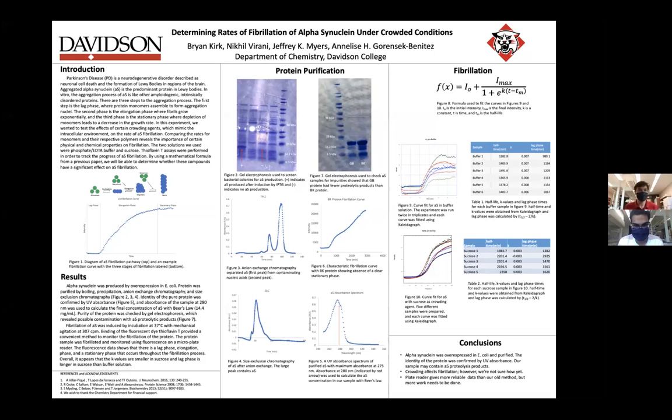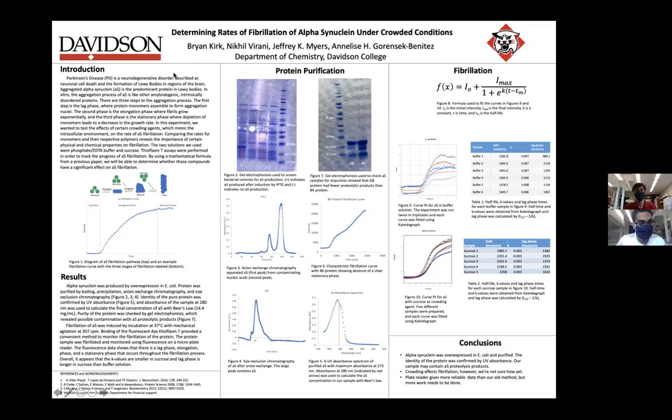Our research is on the fibrillation of a protein called alpha-synuclein, which is important because alpha-synuclein is implicated in Parkinson's disease as the major protein in Lewy bodies. Lewy bodies form when alpha-synuclein monomers, as you can see in figure 1, begin to aggregate and form nuclei, which then, with the addition of more monomers, form oligomers, and then finally form the mature fibrils, which we see in the Lewy bodies.